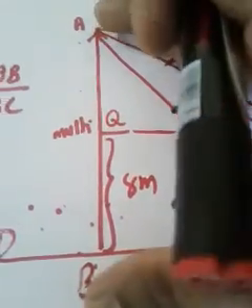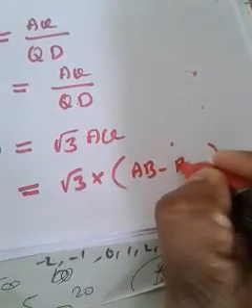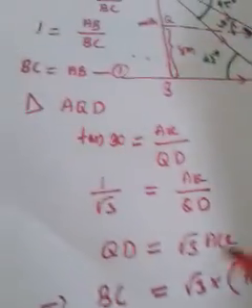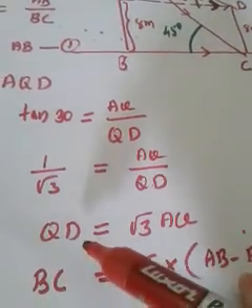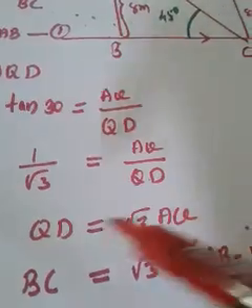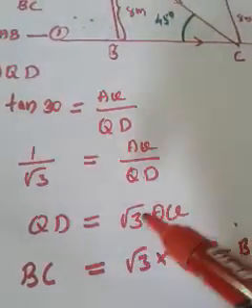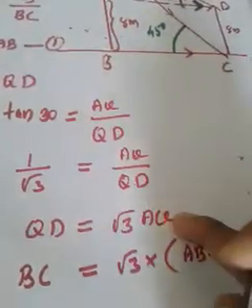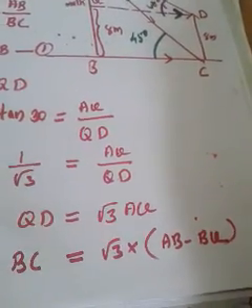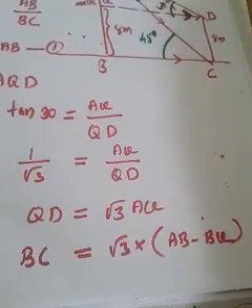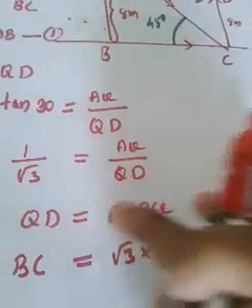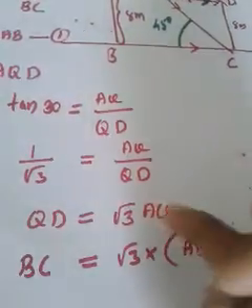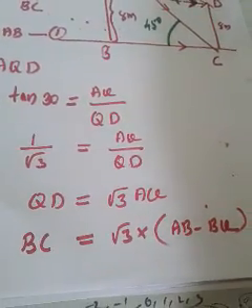So instead of AQ, I can write AB minus BQ. Yes, I am going to write AB minus BQ. Any problem? Here two unknowns are there. I cannot proceed with two unknowns. I have to make this expression in terms of one unknown. Then only I can solve this question. Are you following me? Okay.